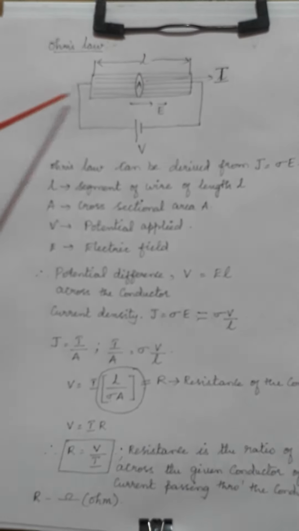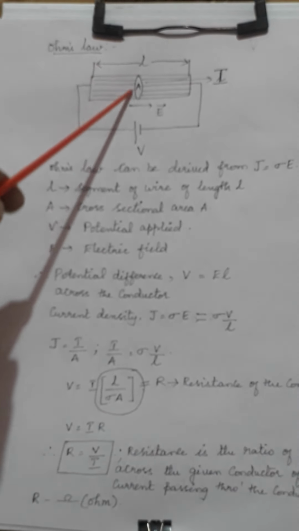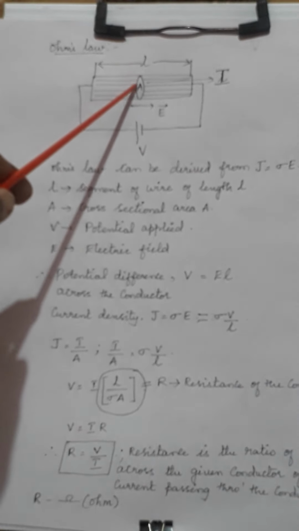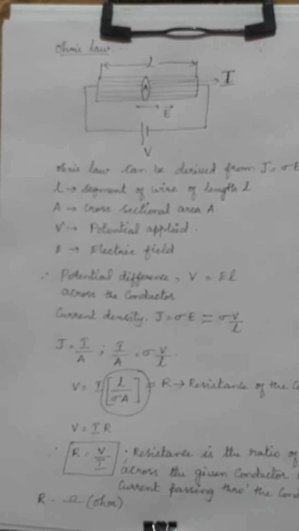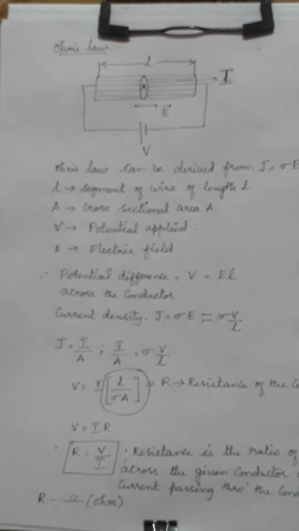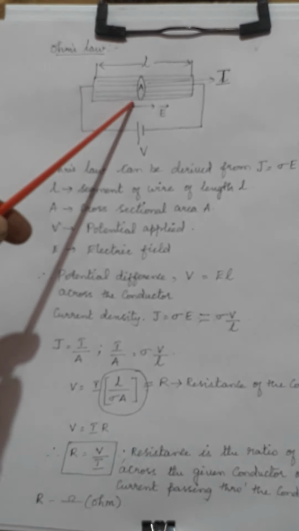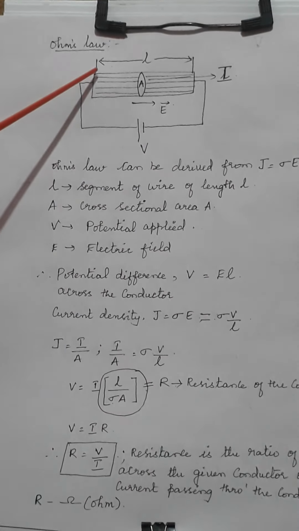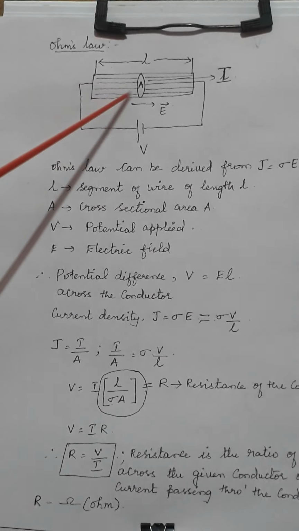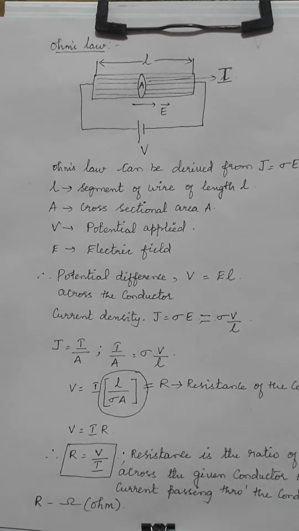So here I am going to consider a conductor of length L which has an area of cross section A, and a potential of V is applied. On applying potential V, the electrons start moving and it constitutes a current I. The electrons will start moving in a layer. So that is all what I have considered.